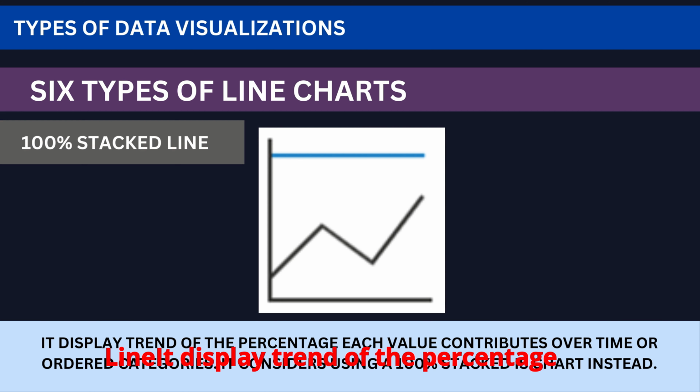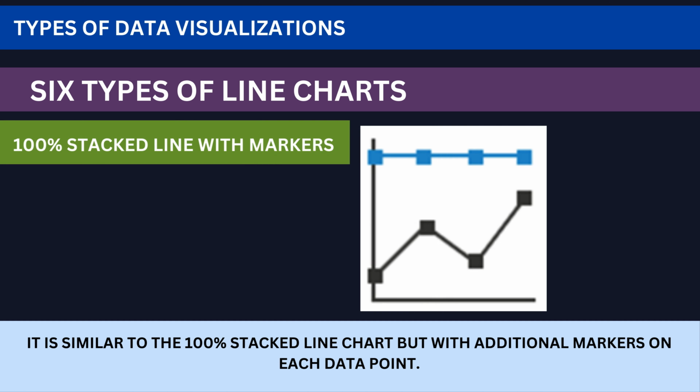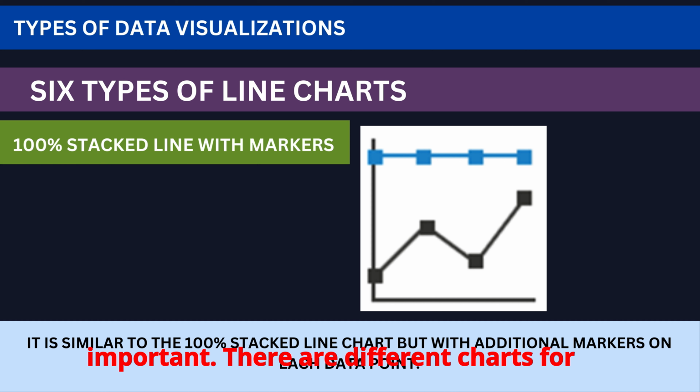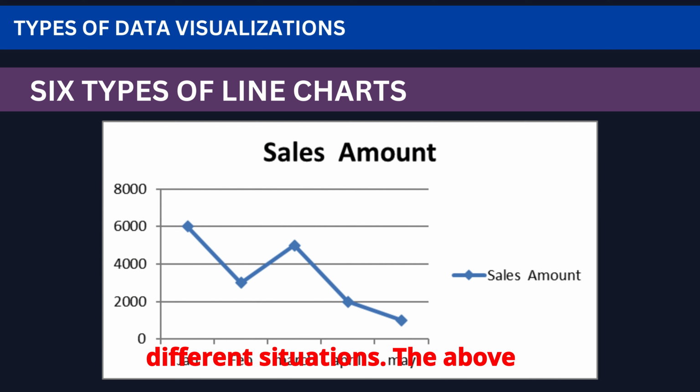100% stacked line. It displays the trend of the percentage each value contributes over time or ordered categories. Consider using a 100% stacked chart instead. Then comes 100% stacked line with markers. It is similar to the 100% stacked line chart but with additional markers on each data point. Picking the best chart for our data is important. There are different charts for different situations. The above description helps us to select our charts.